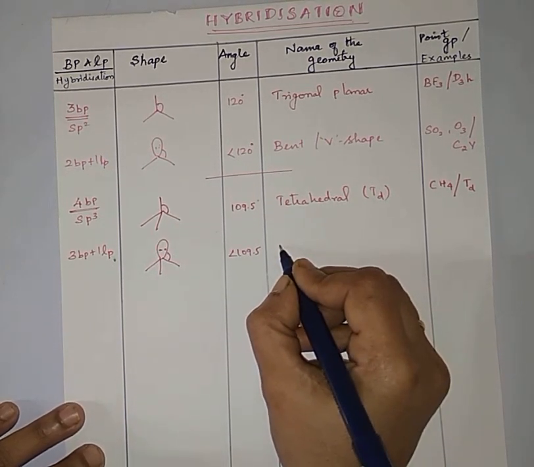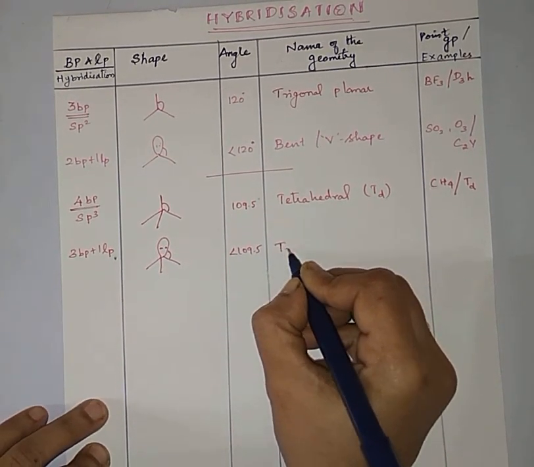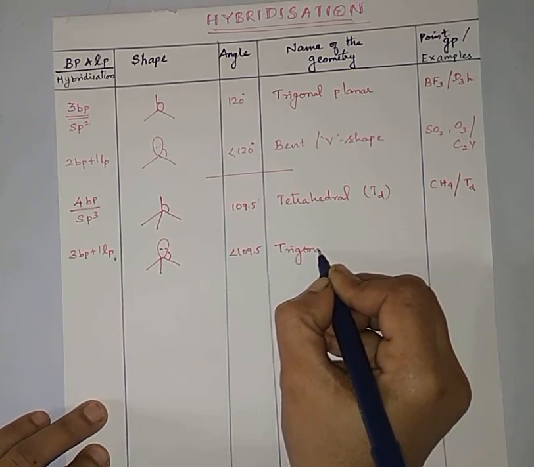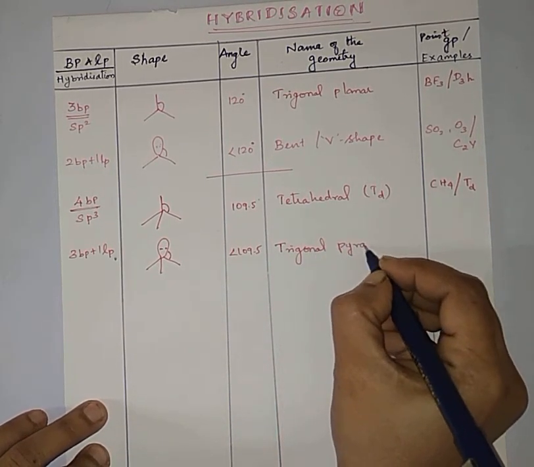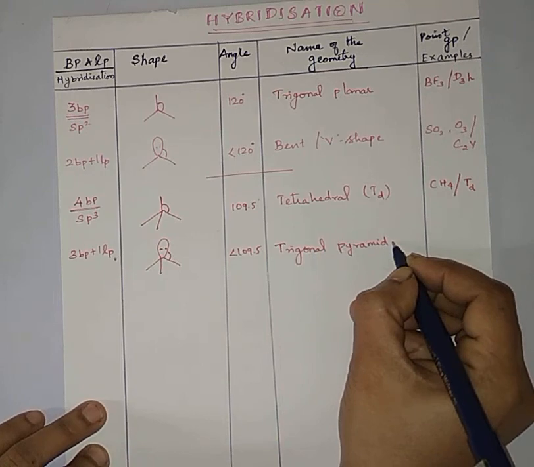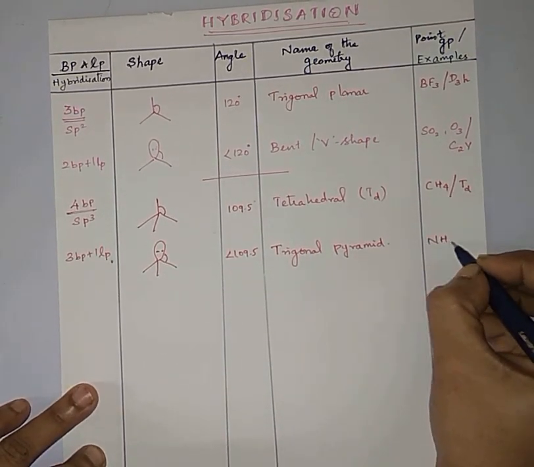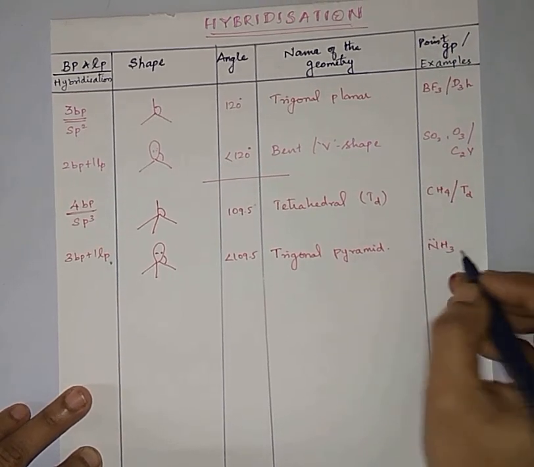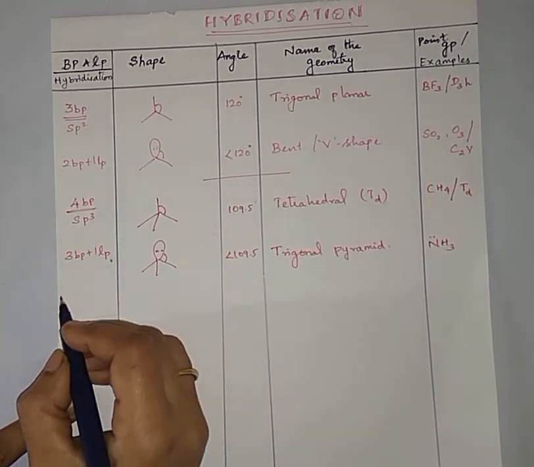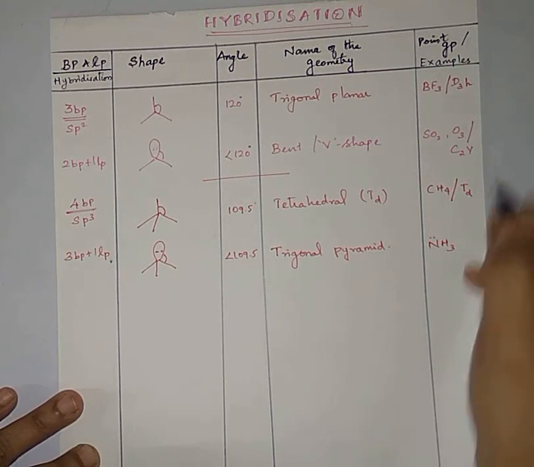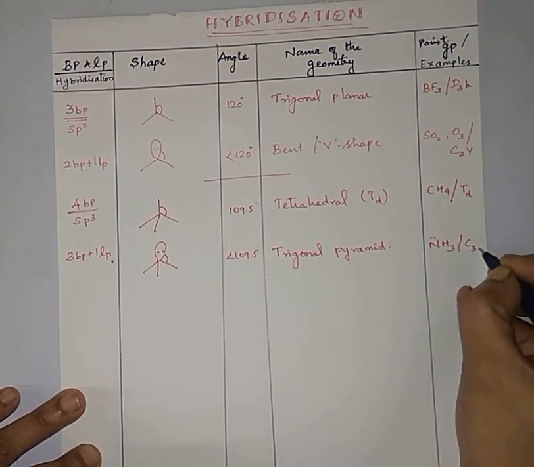Trigonal pyramid. Okay, trigonal pyramid. And the example is ammonia. Okay, example is ammonia. And the next one, the point group: C3v point group.